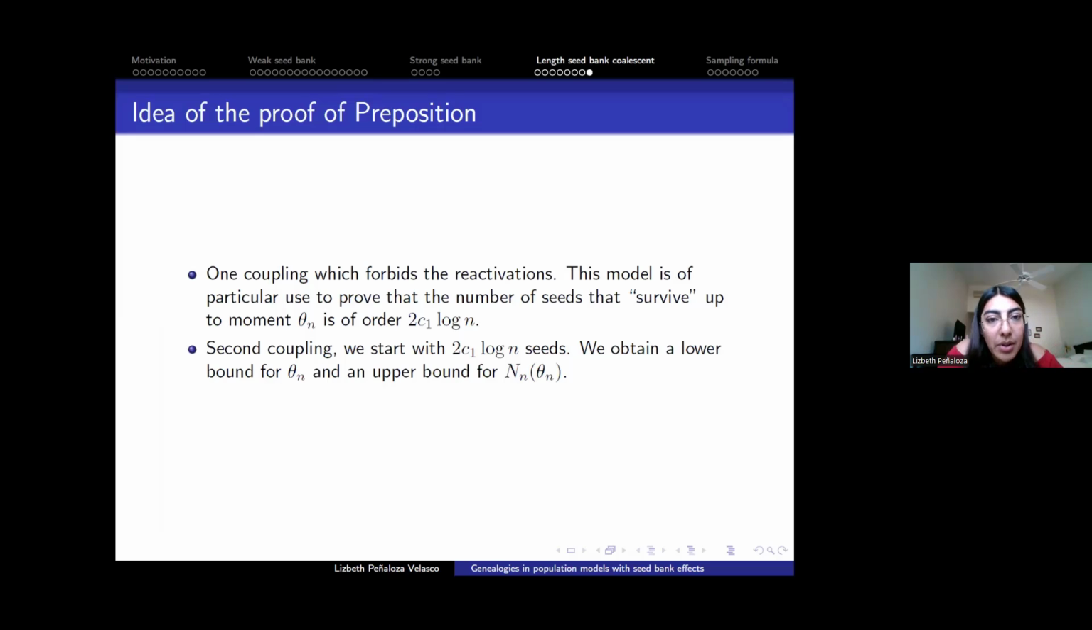One idea of the proof of this proposition is one coupling which removes the reactivation. We use this model in particular to prove that the number of seeds that survive up to the moment theta n is of order 2 times C1 times log n. So in this model, we only have coalescence and deactivations. And we use a second coupling where we start with 2 times C1 log n seeds. That means in this case, we don't start with 0 seeds, we start with this number. And we obtain a lower bound for theta n and an upper bound for the number of plants at this time. So that was the idea.